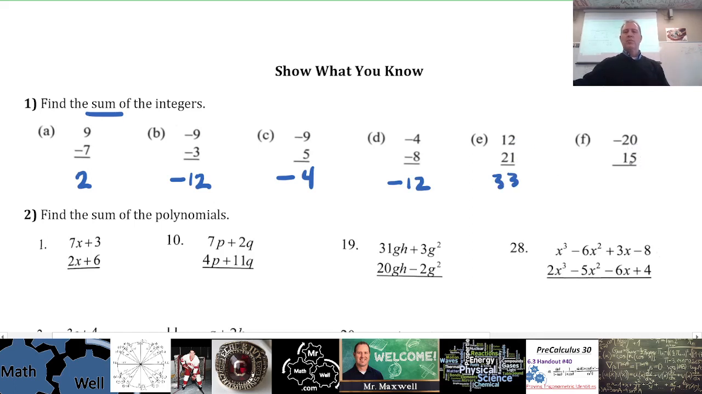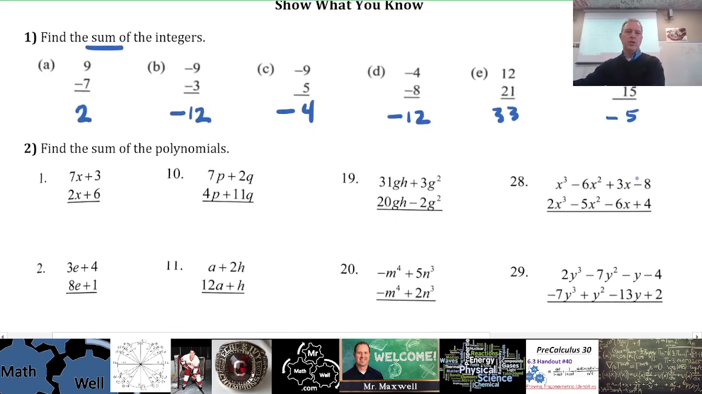Negative 20 plus 15. I'm at negative 20, I'm coming closer to 0, so I'm going to be at negative 5, because the positive is smaller than this negative number, so I'm still in the negative area, negative 5. All right, everybody okay with that? Good job, good job.